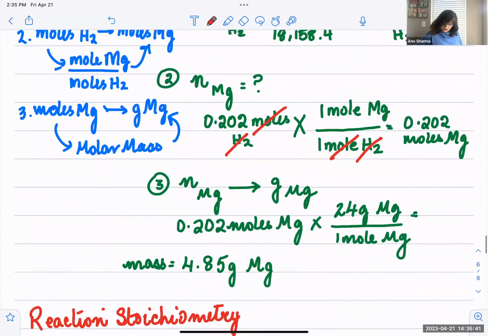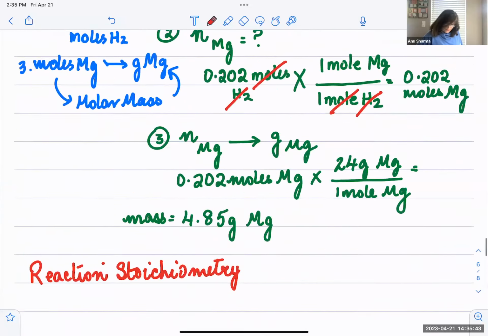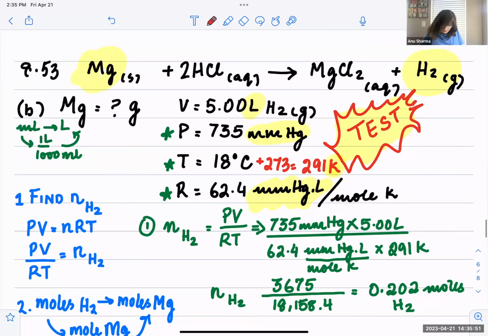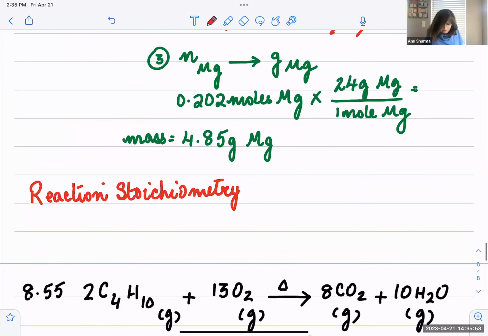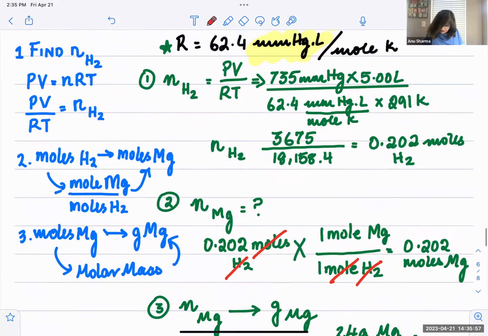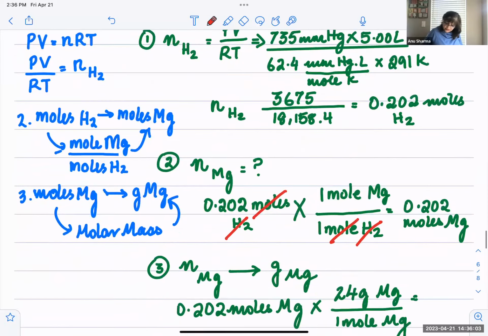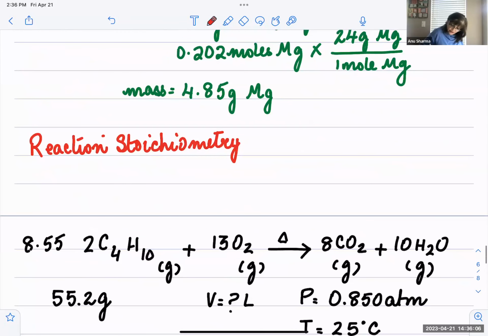Now let me just double check this problem, 4.185, and this one was 53. So problem 53, 4.185. I did part B, and it comes out to be 4.92 grams of magnesium, which is okay because I had rounded up in some places and so forth. So it's similar, it's close. So that's the answer. Reactions are very important.